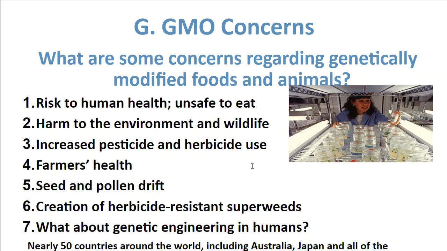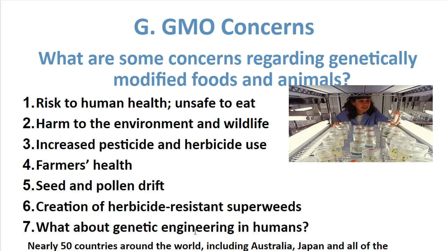Seed and pollen drift, and this goes back to the trees and plants. 93% of our soybeans are genetically modified. Those seeds get carried on the wind. Is that going to affect the environment? Is it going to take over so we have no biodiversity? We have no other types, even in the wild. What happens if one disease comes? It can wipe out our entire soybean population because there's no other types. Creation of herbicide-resistant superweeds. Well, that's kind of what I was talking about up here.